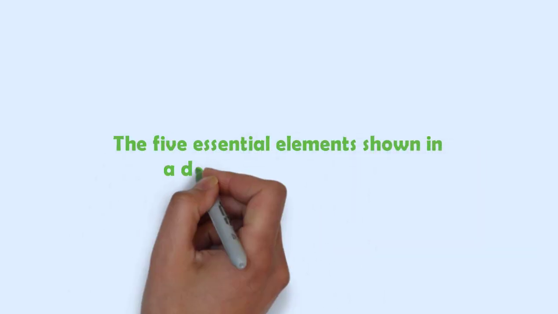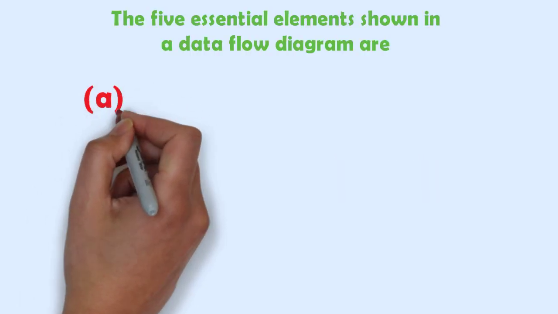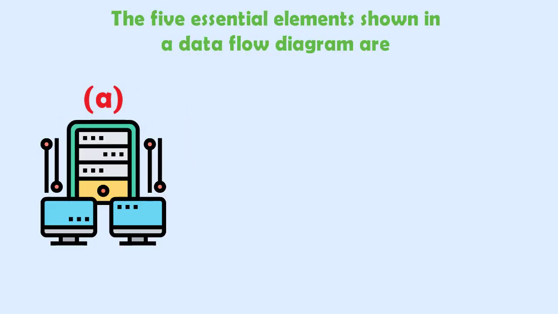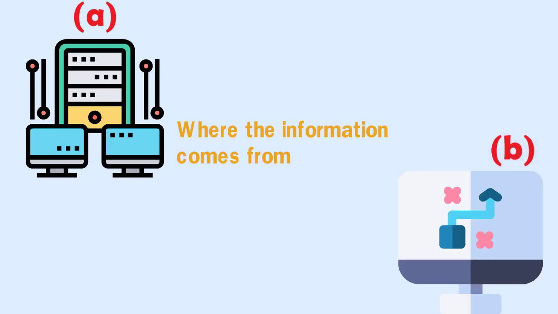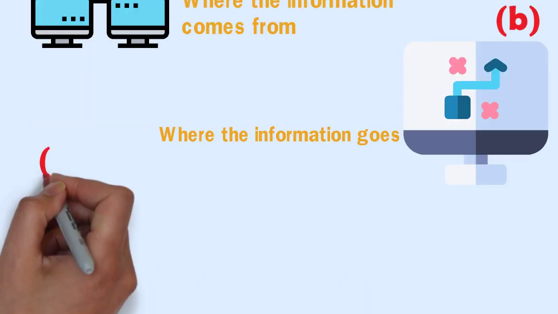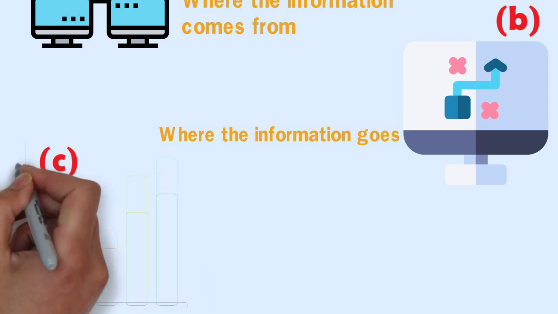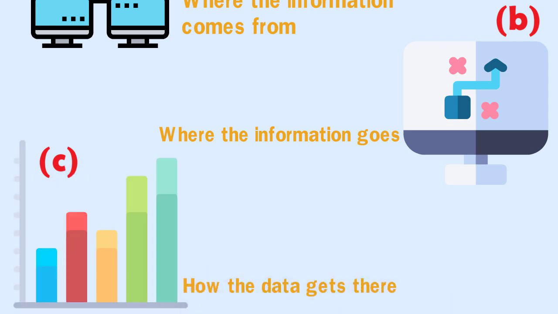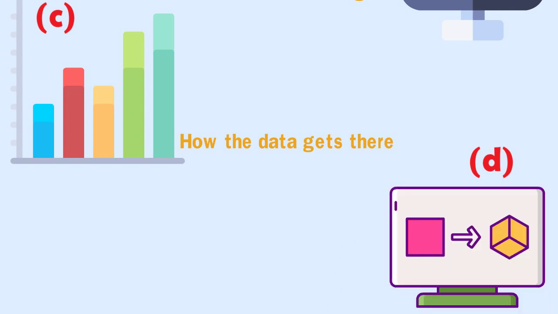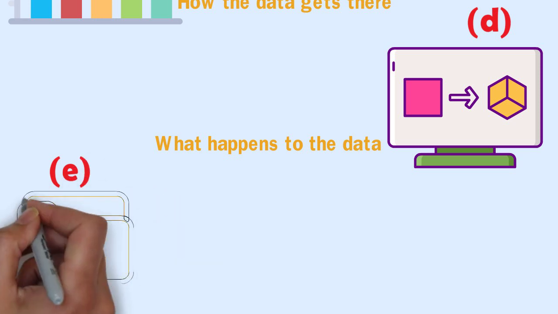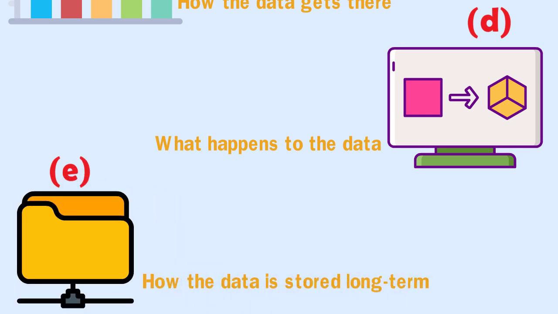The five essential elements shown in a data flow diagram are: A. Data sources, where the information comes from. B. Data destinations, where the information goes. C. Data flows, how the data gets there. D. Transformation processes, what happens to the data. E. Data storage, how the data is stored long term.